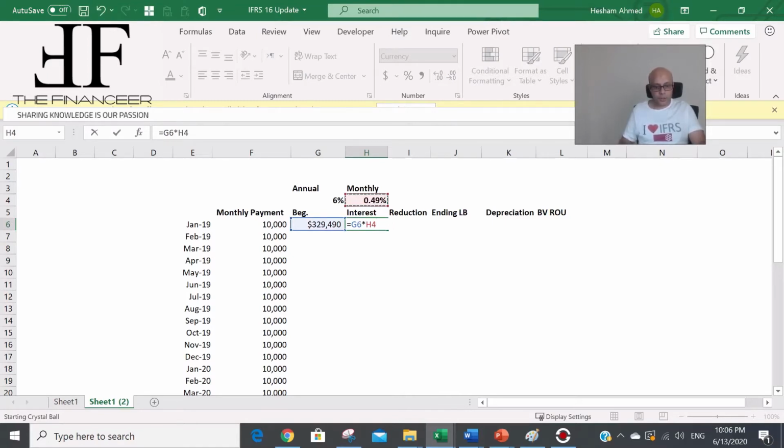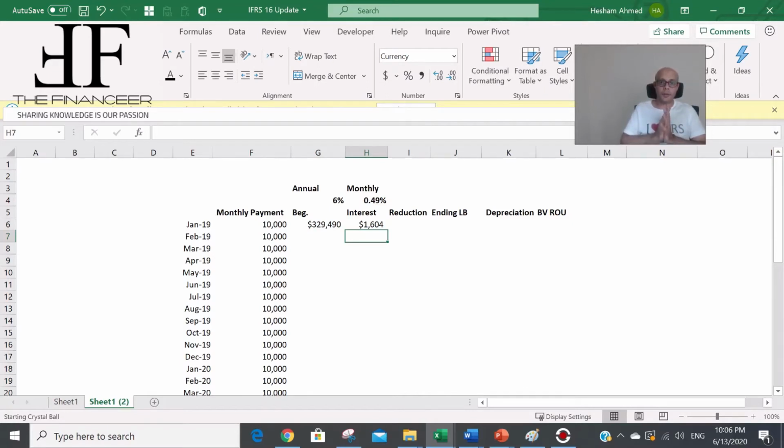times the monthly interest rate, and we need to convert it to now. It is the interest, 1,604. So this is the interest on the first month in the lease contract. Now, if you are going to pay 10,000, part of it is the interest, so the reduction in the lease payment will be the remaining. So the reduction is 8,396, and this is the reduction in the lease liability.